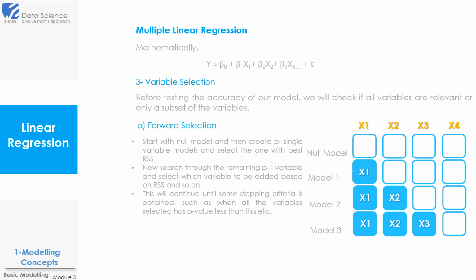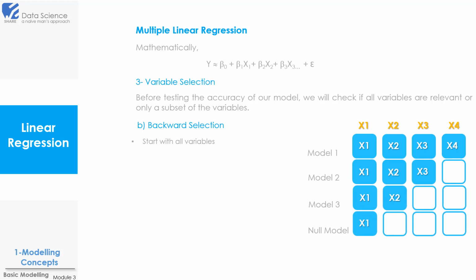Now the stopping criteria could be user defined, such as when all variables selected have a p-value less than a certain value, or it could be something else. Now there is a drawback of this method, that is it may include variables in the early steps that later become redundant. That is why it is also called a greedy approach.